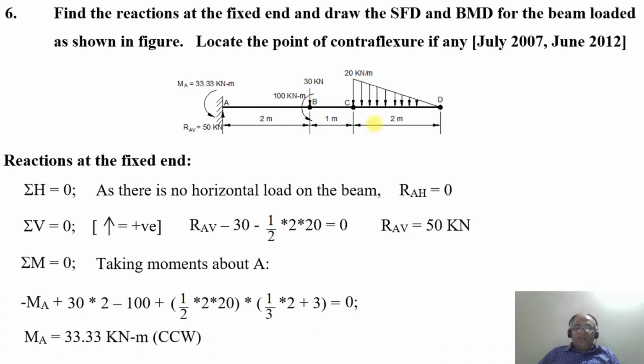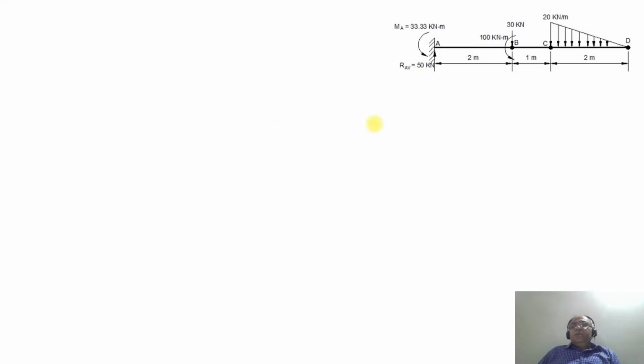Now once you get this, we will start analyzing from the free end towards the point A. First we consider only the reaction of the area of the triangle of the uniformly varying load, varying from D at 0 to C at 20 kilonewton per meter. So first we consider between C and D, which is the triangle, 20 kilonewton per meter at C and 0 at D, having a span of 2 meters.